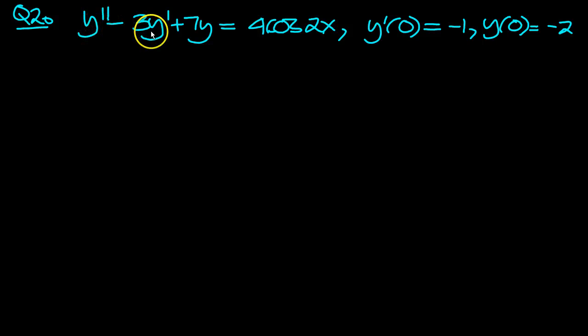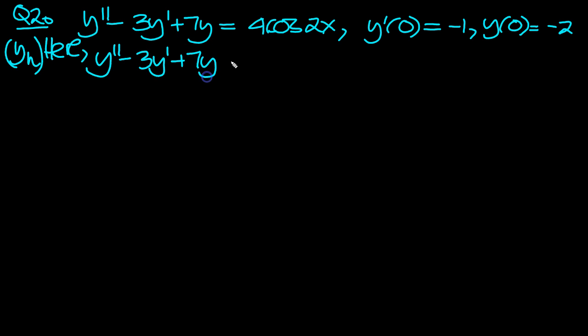y double dashed minus 3y dashed plus 7y equals 4 cos 2x. And we've got these initial conditions here. So let's have a look at this one then. The first thing we need to do is look at the associated homogeneous equation. So here we can simply write y double dashed minus 3y dashed plus 7y equals 0. This leads us then to the auxiliary equation lambda squared minus 3 lambda plus 7 equals 0.